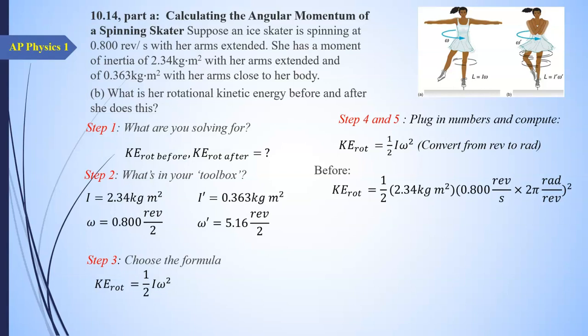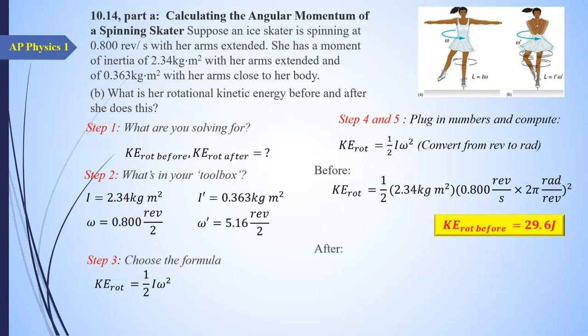It's 1/2, this is before. It's 1/2, 2.34 kilogram meters squared. That's the moment of inertia, rotational inertia before, times the velocity before, angular velocity, and then we're converting to 2 pi radians per revolution. And you have to square the number. That's the difference between this and momentum. And what you get is kinetic energy before is 29.6 joules.